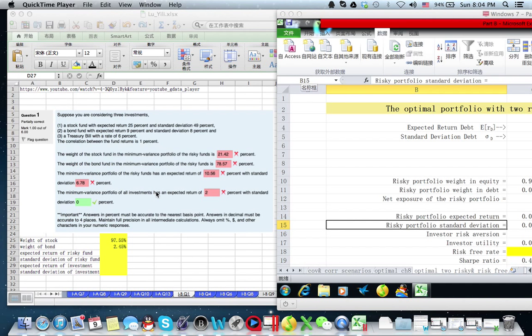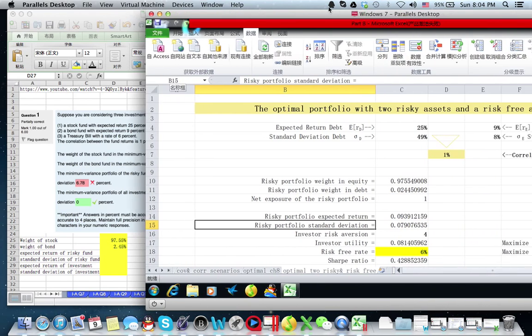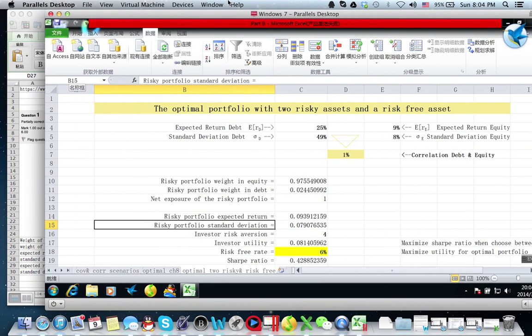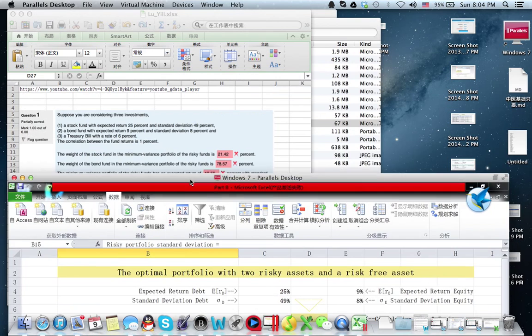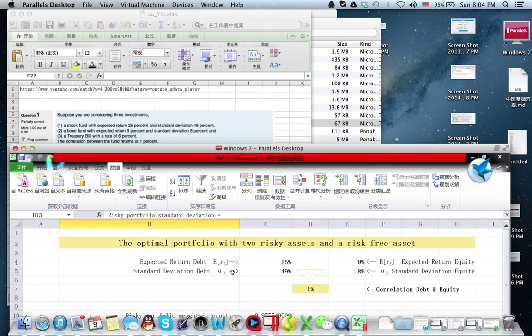Following variables, we need to use the Excel workbook called the optimal portfolio with 2 risky assets and a risk-free asset. First of all, we need to type in all the information that's given. So we need to change the expected return and standard deviation of the risky assets. So for the debt, it will be the stock at here. So the expected return will be 25% and standard deviation will be 49%.